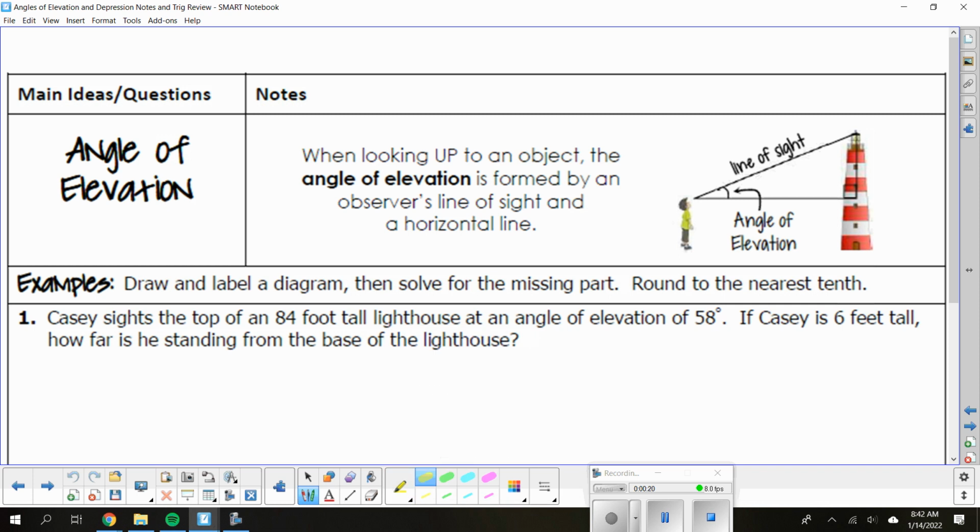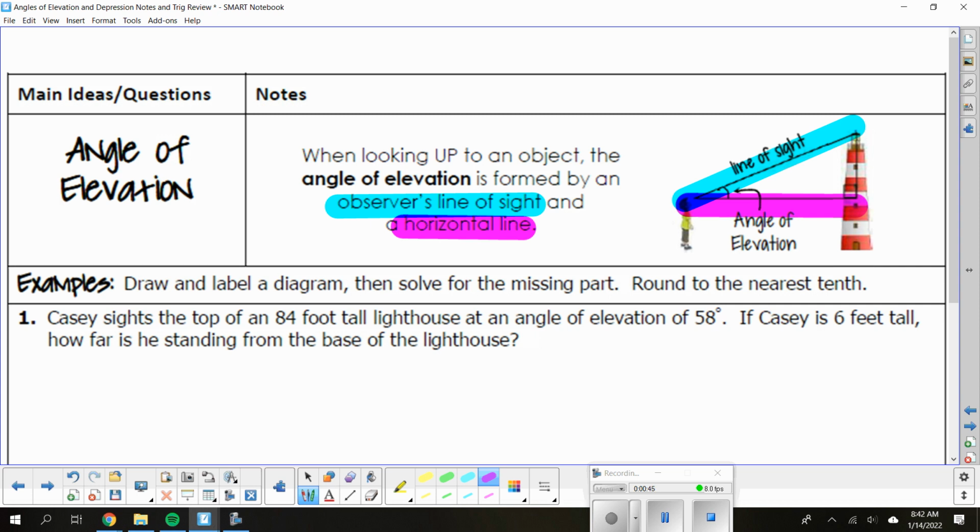It is formed by the observer's line of sight, so where it's going from their eyeballs, looking up, and by a horizontal line. So that's just connecting back to make an angle. So notice where that angle is. It's in between those two objects. And it's when they're looking up at something.